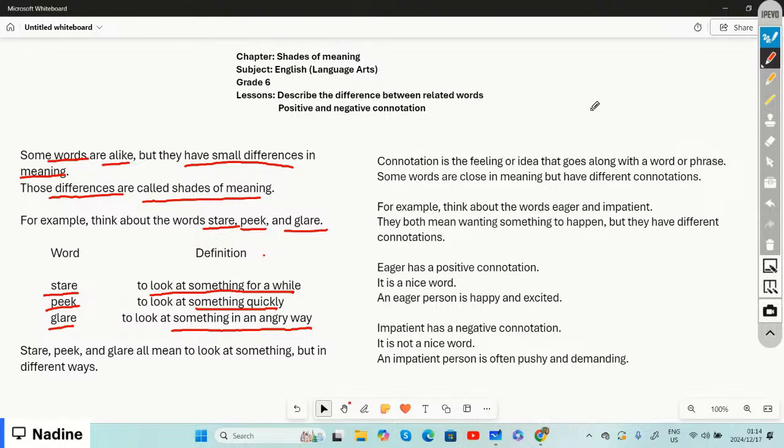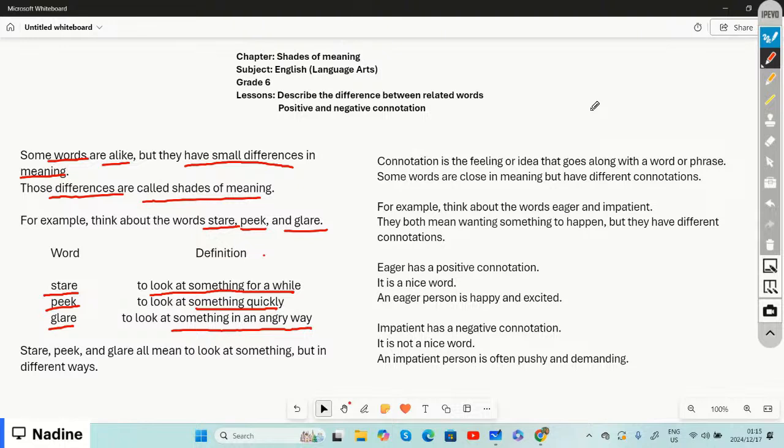So now that is basically the related words. We call that shades of meaning. It's where we have words that are alike, but they have slight differences in meaning. Now, with words that are alike but have slight differences in meaning, you can have a word that gives you an idea that it means the same thing, or you can have words that are opposite in meaning.